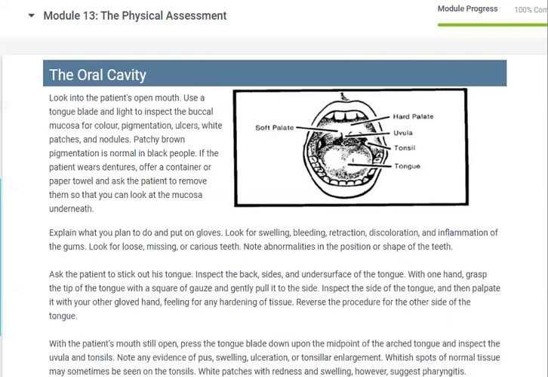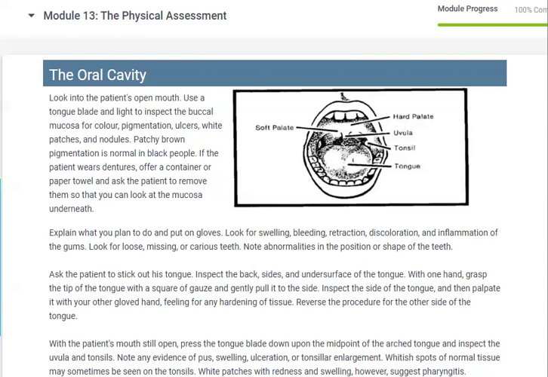Patchy brown pigmentation is normal in black people. If the patient wears dentures, offer a container or paper towel and ask the patient to remove them so that you can look at the mucosa underneath. Explain what you plan to do and put on gloves. Look for swelling, bleeding, retraction, discoloration, and inflammation of the gums. Look for loose, missing, or carious teeth. Note abnormalities in the position or shape of the teeth.